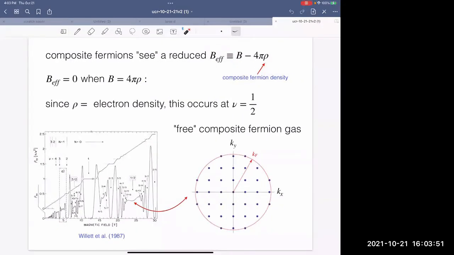So somehow, the physics of electrons in this incredibly strong 25 Tesla magnetic field, we can trade it for that of free composite fermions in zero magnetic field. Any question on that idea? All right, so this is progress.